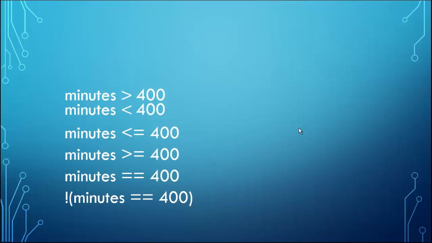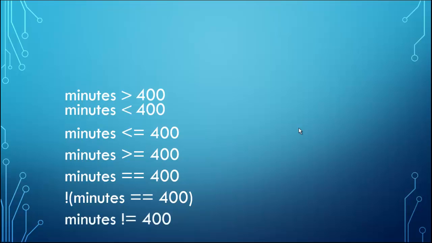So let's say minutes is 300. 300 equals 400 is not true, so that'd be false. The not will flip it, so instead of false, it becomes true. If minutes is equal to 400, 400 equals 400 is true. The not flips it, so it becomes false. So this does exactly what we want. If we put this in an if statement, this would only be true if minutes is not equal to 400.